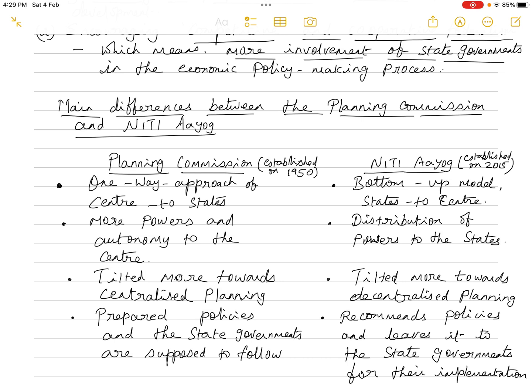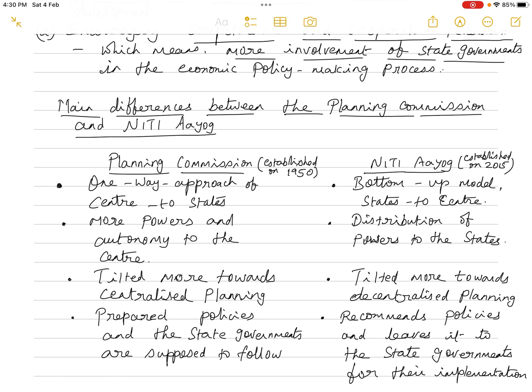But this is tilted more towards decentralized planning. Decentralized planning is spread over. The states make their own plans according to their needs, and right from the bottom level, it is like micro planning. From the village level, they make their own plan according to their needs, and then it is forwarded to the district, then to towns, then to states, and like that all the states forward it to the central government. That is decentralized planning. The powers are distributed.